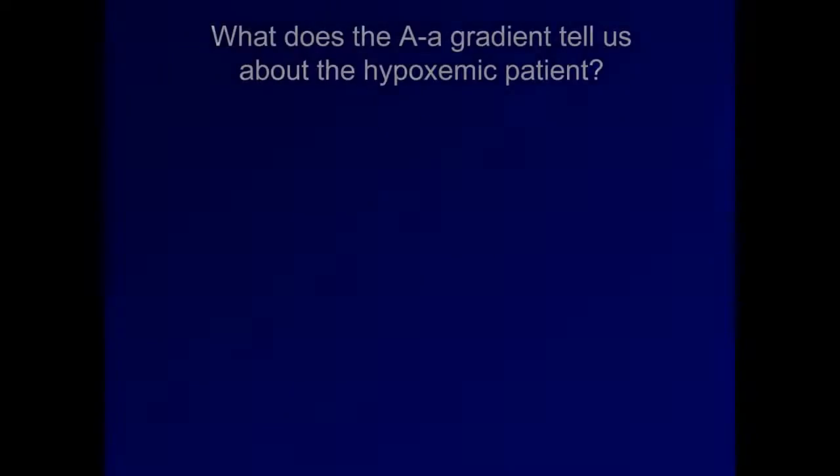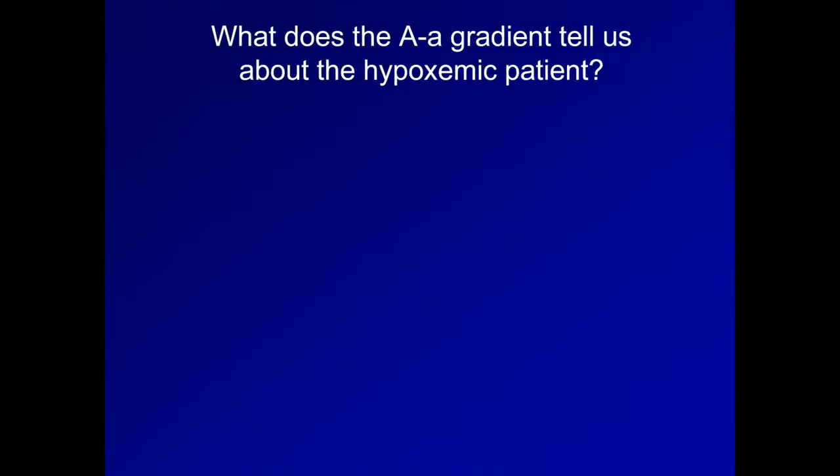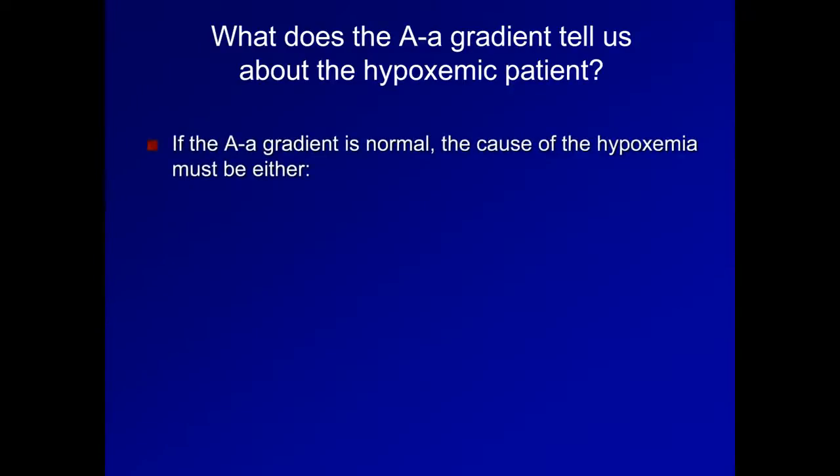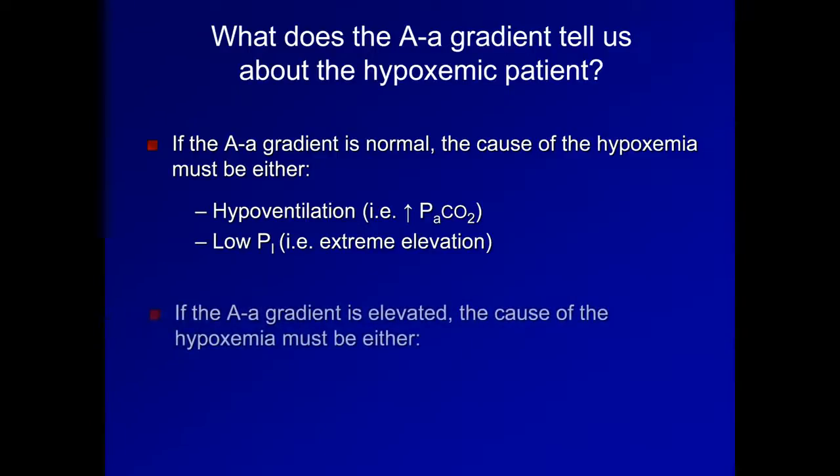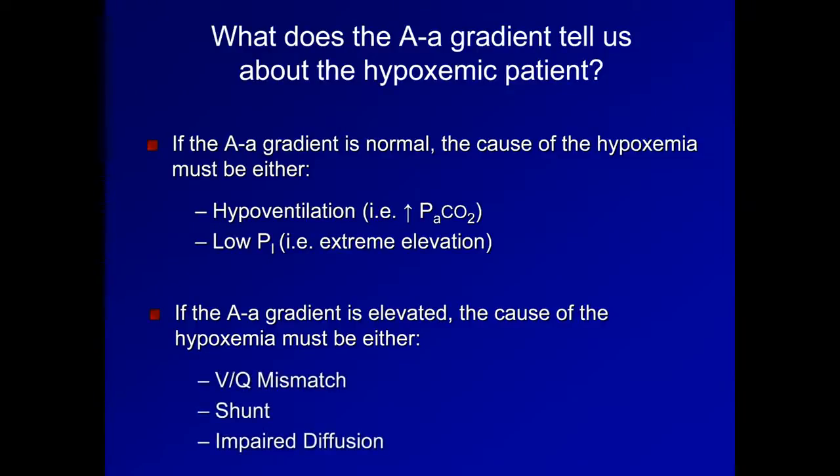So what does the AA gradient tell us about the hypoxemic patient? If the AA gradient is normal, the cause of the hypoxemia must be either hypoventilation, that is, increased PaCO2, or low barometric pressure, which would happen only at extreme elevations, as in greater than 10,000 feet above sea level. If the AA gradient is elevated, the cause of the hypoxemia must be either VQ mismatch, shunt, or impaired diffusion across the alveolar capillary membrane. All of these will be discussed in Lecture 18.